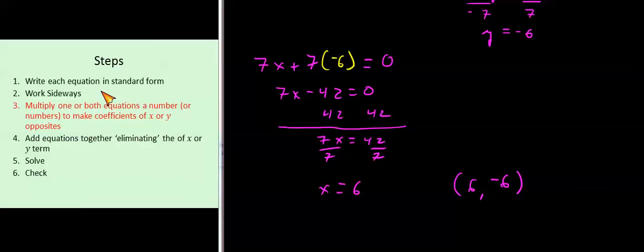All right. Write equations in standard form. Always work sideways until you get to the point that you add the equations together. Multiply one or both equations by some number to make the coefficients opposite. Add, which will always eliminate a variable or term, and then we solve like we have before.